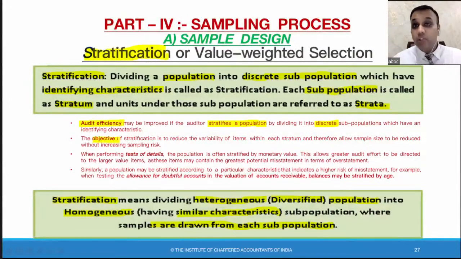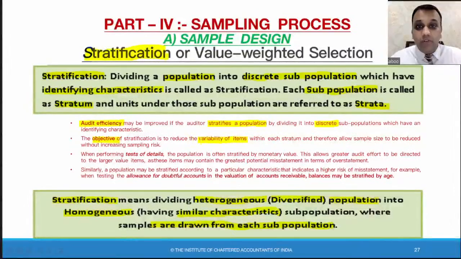The objective of stratification is to reduce the differentiation, the variability of items, the variation between the items. If we extract a sample as it is, there could be variations in the sample itself. If there is so much variation in the sample itself, how can we project the results to the population? So to reduce that variability, we classify them into different groups on the basis of common parameters. And only then we'll be able to reduce our sample size without increasing our sampling risk.